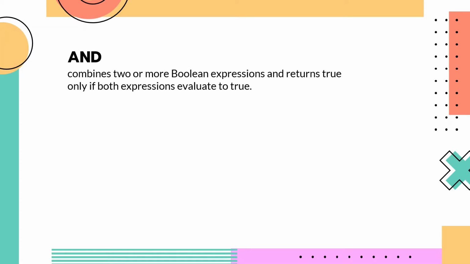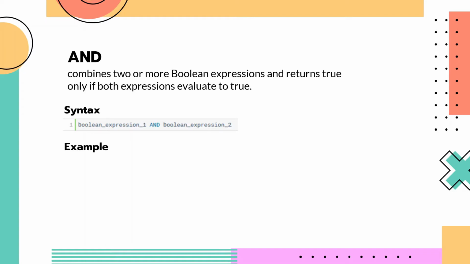And then we discuss the AND operator. The AND operator is a logical operator that combines two or more Boolean expressions and returns true only if both expressions evaluate to true. The AND operator returns false if one of the two expressions evaluates to false. Here is the syntax of the AND operator: Boolean expression 1 AND Boolean expression 2. And it will return true or false.